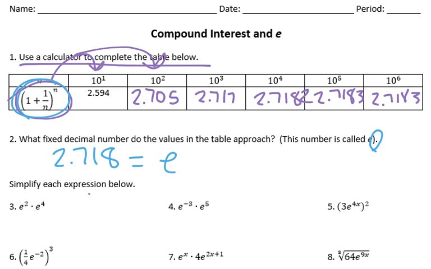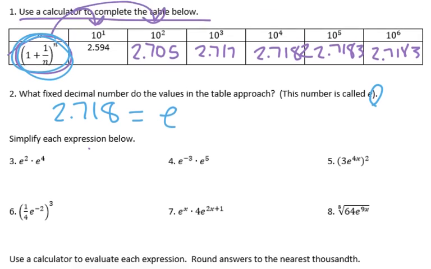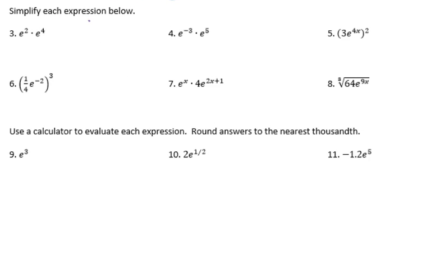Okay, and it has to do with this idea of interest. Compound interest is where we use it a lot, but that's where it's used. Alright, so we treat e just like we do any other number. So e squared times e to the fourth would be e to the sixth. E to the negative 3 times e to the fifth would be e to the 5 minus 3, or e squared. We'd get 3 squared is 9, e to the 8x.